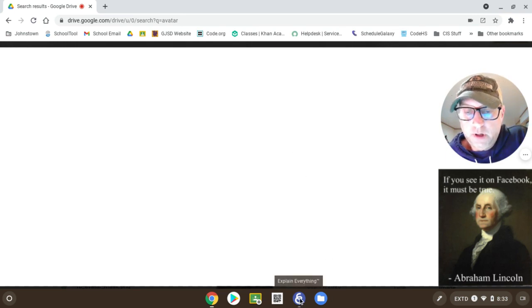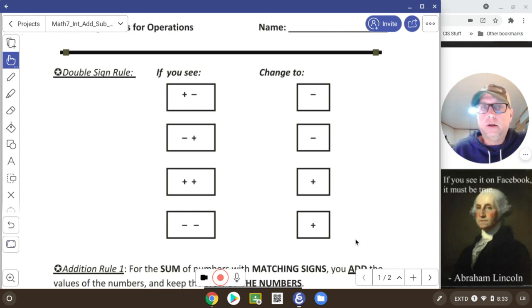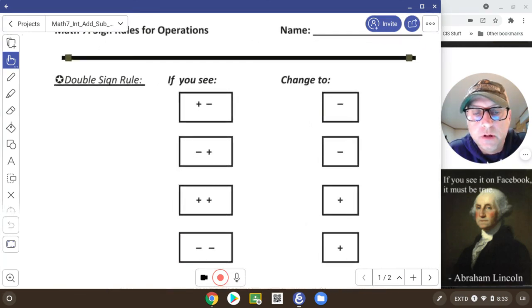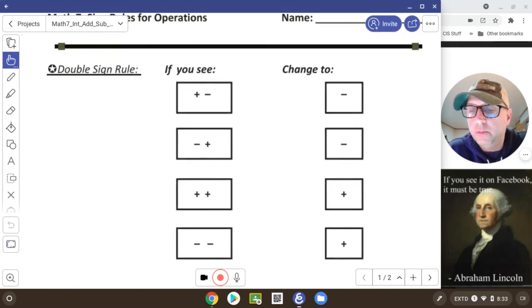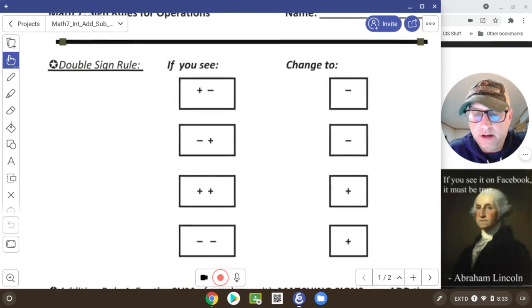All right, well, we are taking another look today, a little refresher, to knock some rust off and get our math brains engaged in thinking again. Here, we're taking another look at how to handle adding and subtracting when we have combinations of positive and negative numbers.